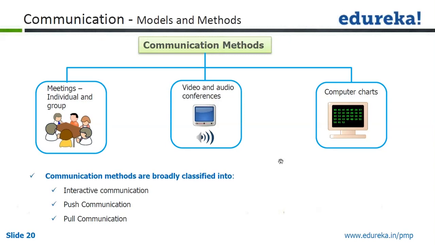So communication methods: meetings, individuals as well as group. Individual could be one-on-one and group could be a team meeting. Video and audio conferences, if you have virtual teams, this works. Computer chats can be used. So communication methods are broadly classified into interactive communication, which covers meetings, individual and group, push communication, and pull communication, which we already discussed.